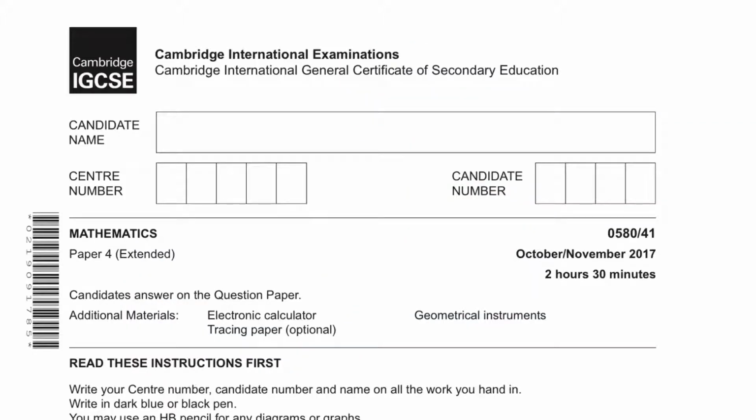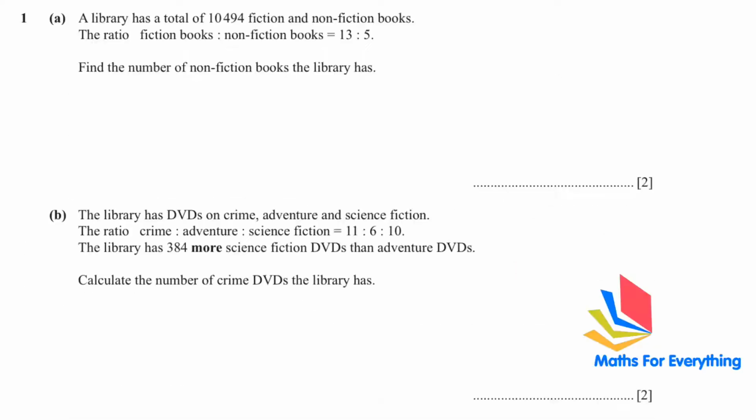Today we are going to solve Cambridge IGCSE Mathematics Paper 4 Extended 0580 Variant 41 October-November 2017. The first question. A library has a total of 10,494 fiction and non-fiction books. The ratio of the fiction books to non-fiction books is 13:5. Find the number of non-fiction books the library has.